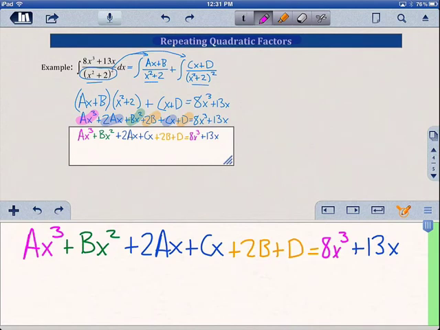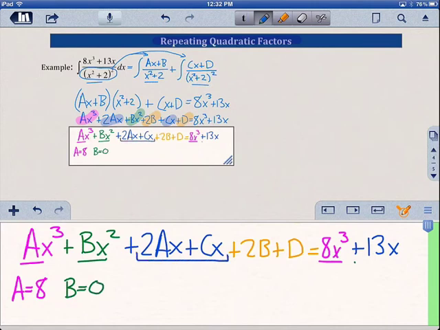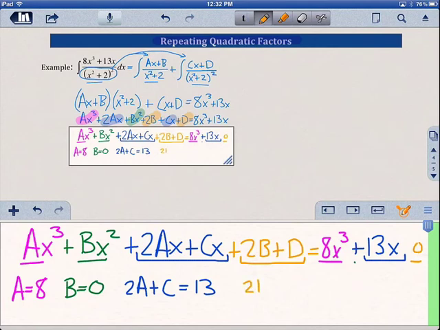Okay, so now we'll compare these equations. So we have ax cubed is going to equal 8x cubed, and so that means a equals 8. For bx squared, there are no x squared, so that means b just equals 0. For 2ax plus cx, that's going to have to equal 13x. So in other words, we have 2a plus c would have to equal 13. Okay, and we'll just leave that one alone for now. And finally, the constants, 2b plus d, well, there are none over here, so we know 2b plus d equals 0.